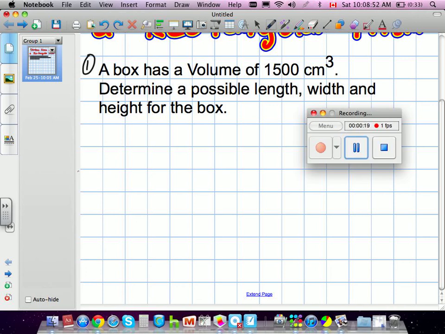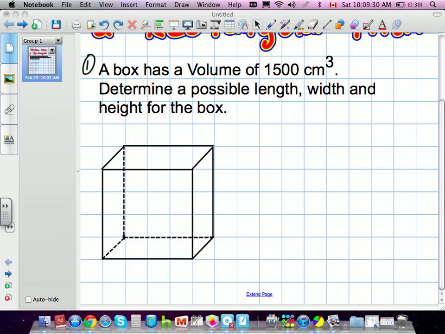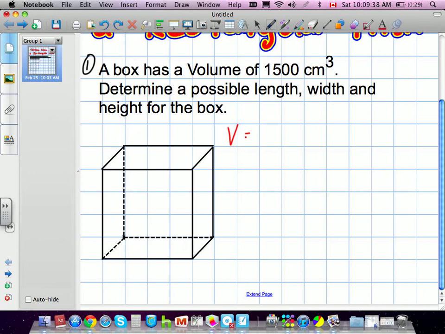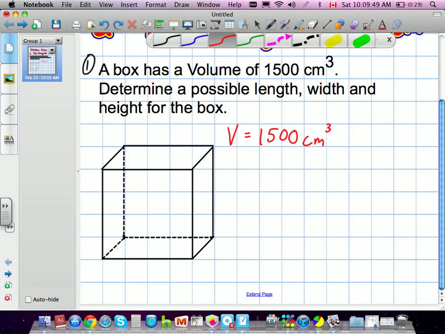So let's quickly do a little sketch of a box here. Okay, so there's our box, and we're going to say the volume of this box, V, is equal to 1,500 centimeters cubed. Now, how do I find volume of a rectangular prism? You do length times width times height.